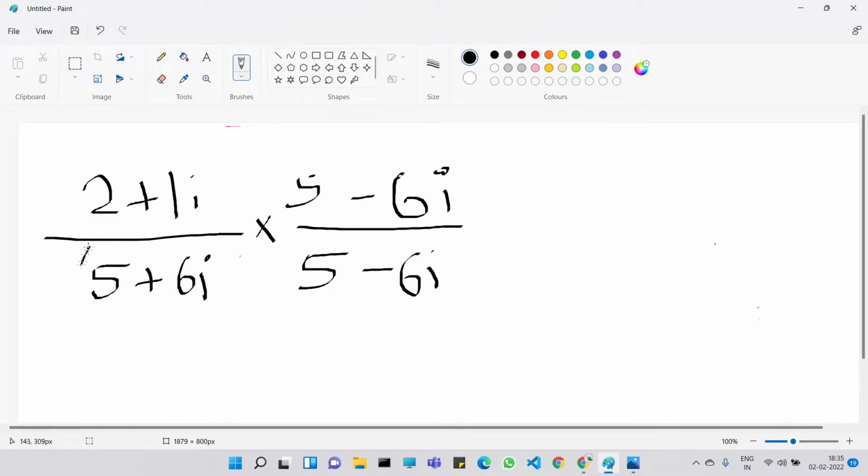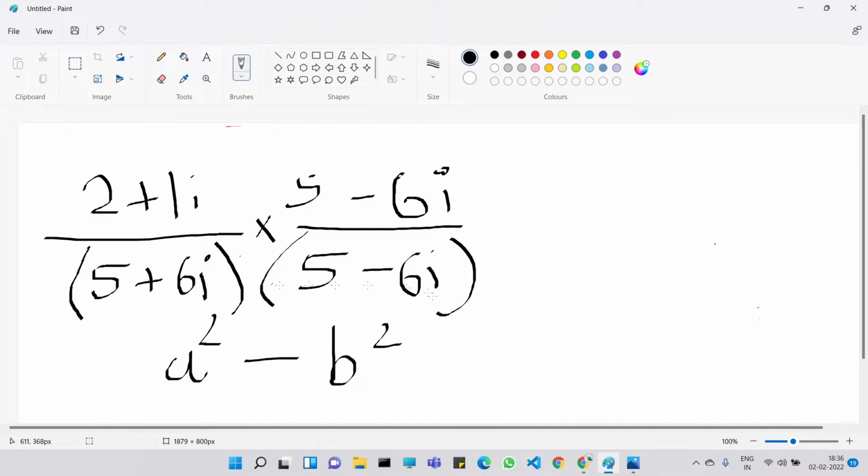So now the denominator is a plus b into a minus b. Here a plus b into a minus b is going to be a square minus b square. So when this term gets multiplied with this term, for the b square, this i gets multiplied with i, so it's going to be i square equal to -1. So this minus gets changed to plus, so the denominator will be a square plus b square.